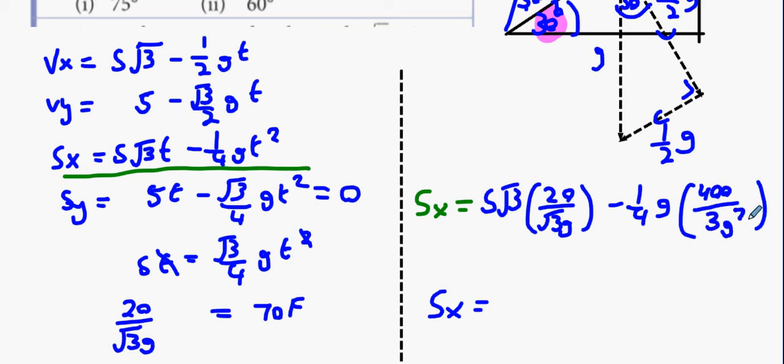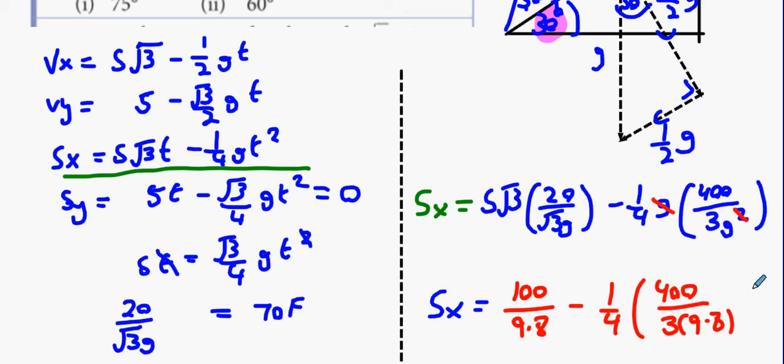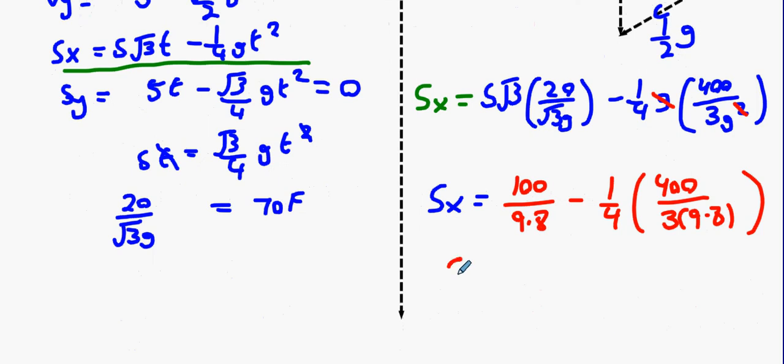g squared. Alrighty. Let's see what I can do here. Root 3's cancel. And I'm going to be left with 100 over g, and g is 9.8. I'm going to be left with a quarter. That g cancels with that g. Now, I'm going to be left with a quarter times 400 over 3 times 9.8. Lob all that into the calculator, and what do you get? 6.8. Alright, cool. Done. And you're done.